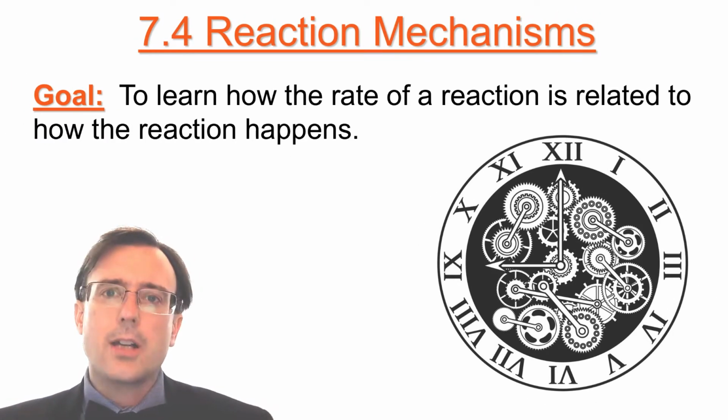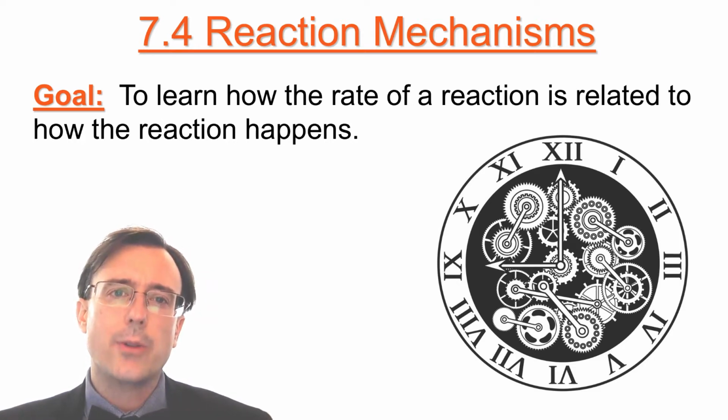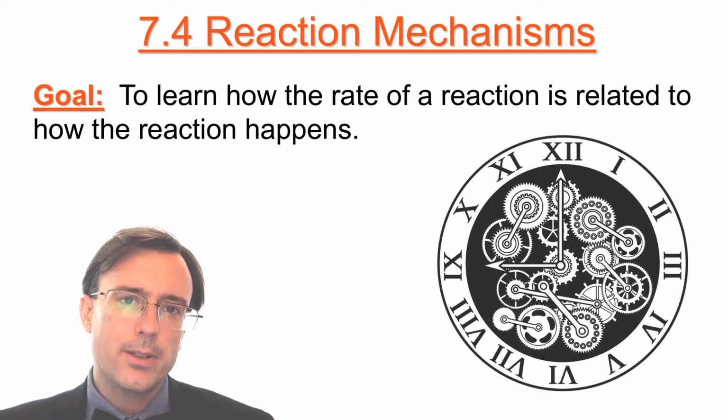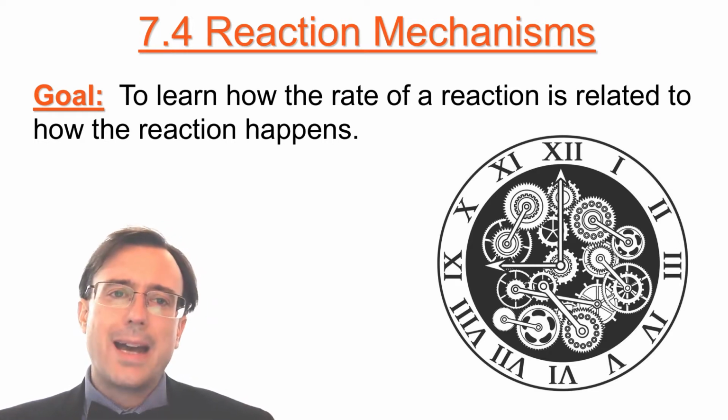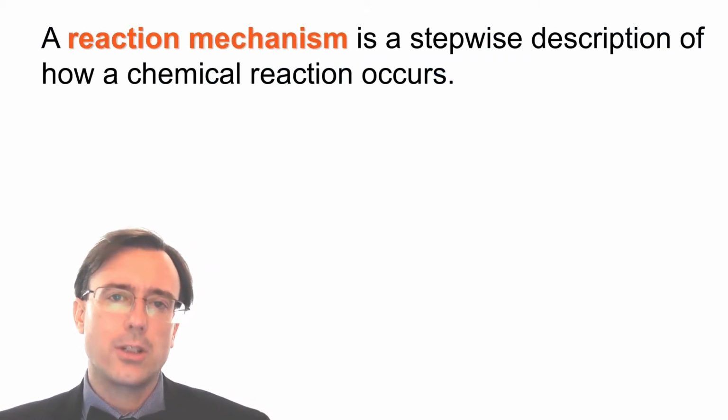Welcome. Today we're going to be talking about reaction mechanisms, and our goal today is to learn how the rate of a reaction is related to how the reaction itself actually happens. The way that we're going to describe how a reaction happens is called the reaction mechanism. A reaction mechanism is a stepwise description of how a chemical reaction occurs.